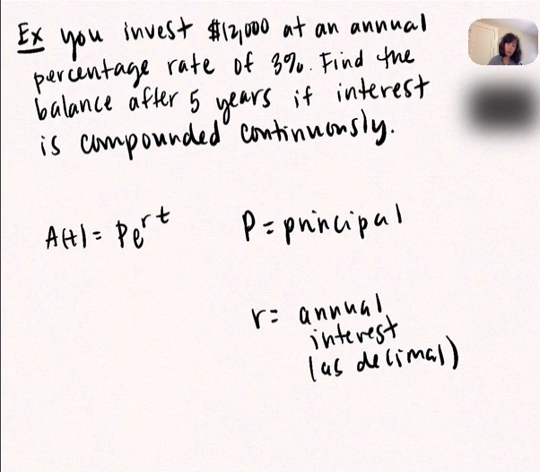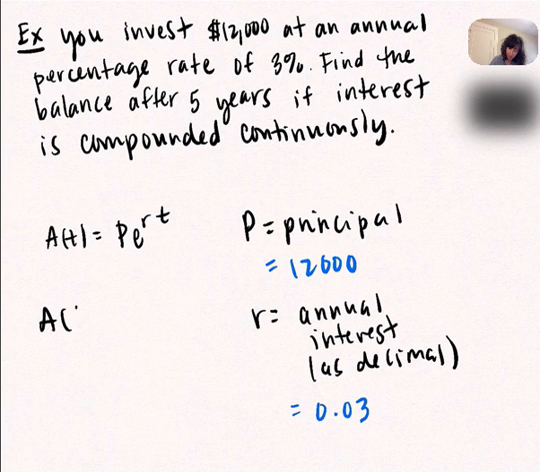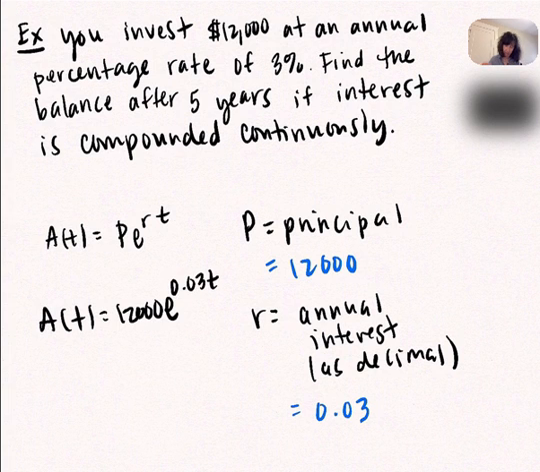Okay, so we're told that we have invested $12,000, so that's our P for this problem. And then we're told that our annual percentage rate is 3%, so this is going to be 0.03. So our formula will be A of T equals 12,000 E to the 0.03T. So for continuously compounded interest, you don't have to find an N.